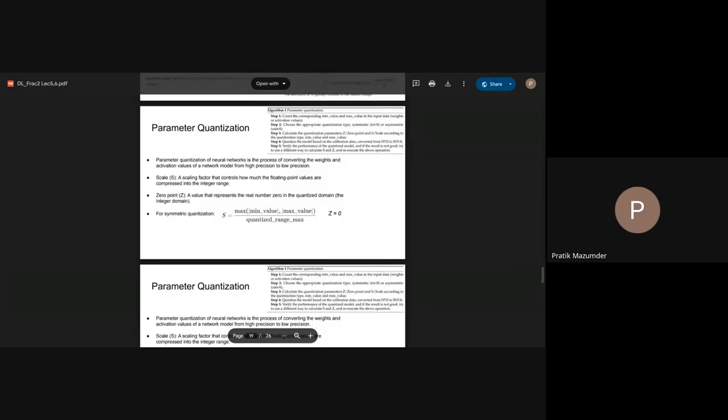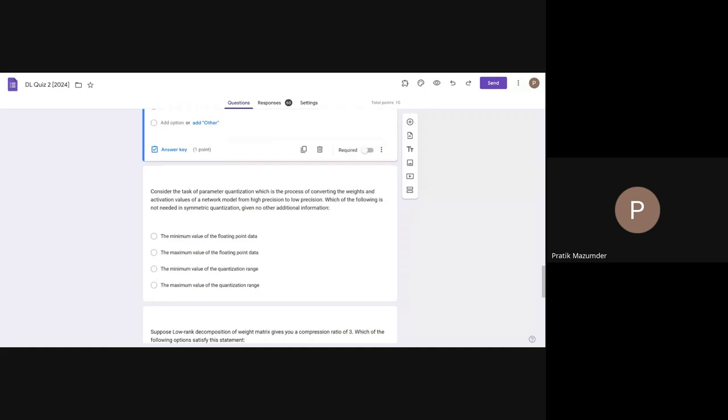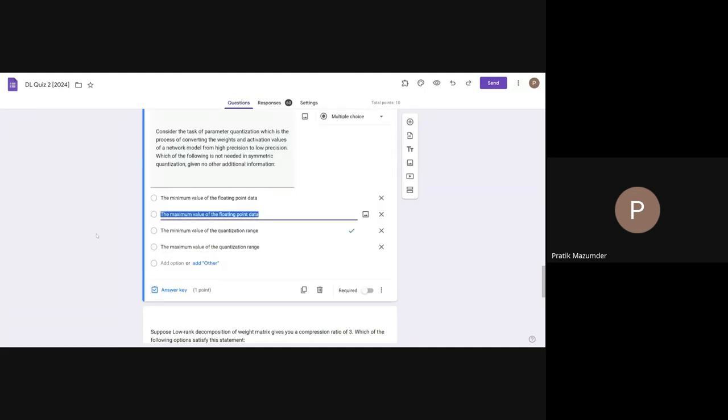Yeah. So if you remember this, in this particular setup, you're using all the values except the quantized minimum value. Quantized minimum value was basically the answer for this particular question. So you're not using the minimum value of the quantization range.